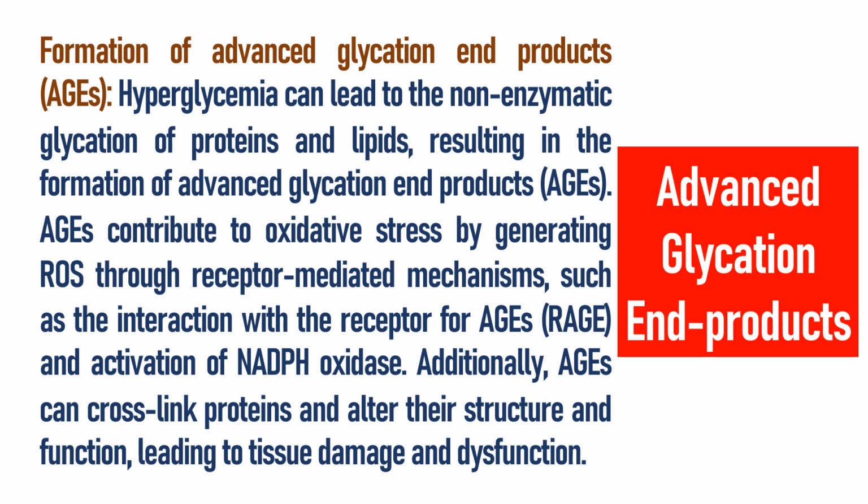Formation of advanced glycation end products. Hyperglycemia can lead to the non-enzymatic glycation of proteins and lipids, resulting in the formation of advanced glycation end products. These substances contribute to oxidative stress by generating reactive oxygen species through receptor-mediated mechanisms, such as the interaction with the receptor for advanced glycation end products and activation of NADPH oxidase. Additionally, advanced glycation end products can cross-link proteins and alter their structure and function, leading to tissue damage and dysfunction.